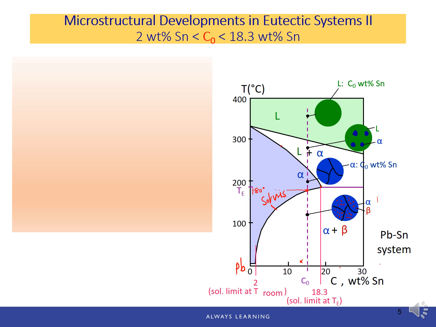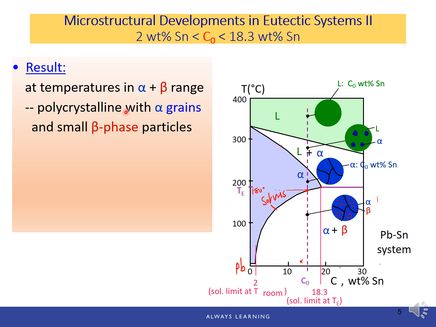So now we can see the microconstituents consist of the alpha phase, which is the first formed alpha phase, and then the later formed beta phase. The red phases are beta phase, which is the precipitates from the original alpha phase. So the result at room temperature in the alpha plus beta region, we have two phases now, which are alpha and beta. And alpha phase is the polycrystalline alpha grains, and the beta phase is small particles. And this beta phase is called the precipitate phase.